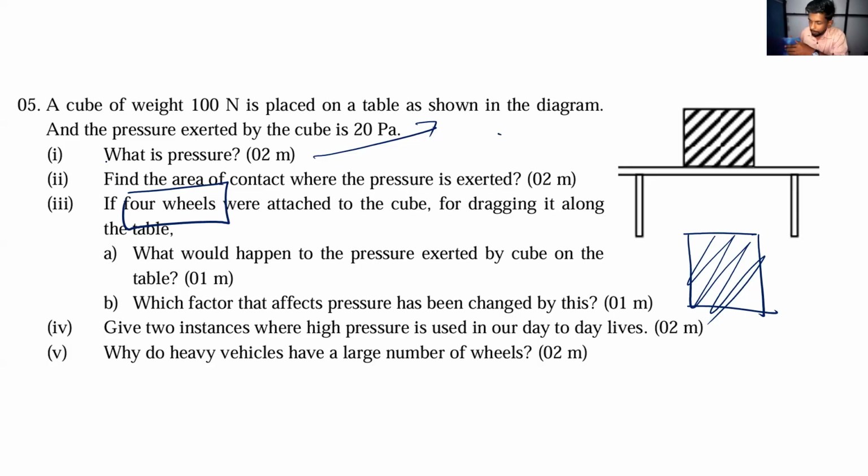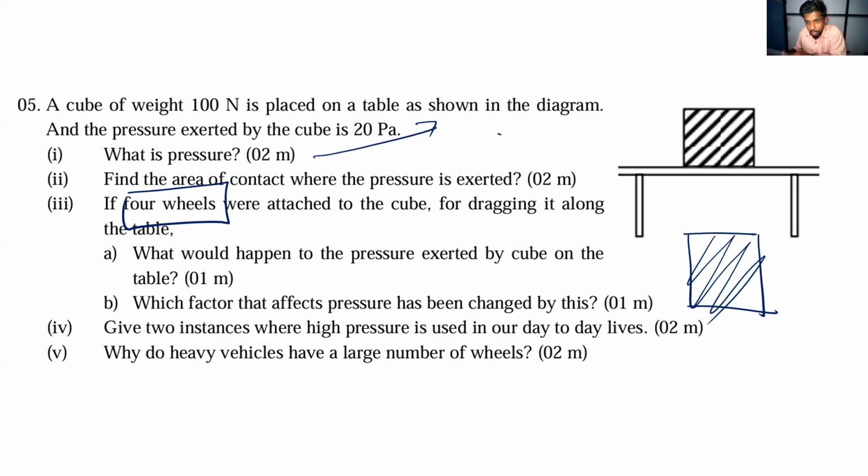When you are fixing the wheels, only the wheels will be contacting with the table. So what will happen? The surface area will be decreased. Now we have a very big surface area.